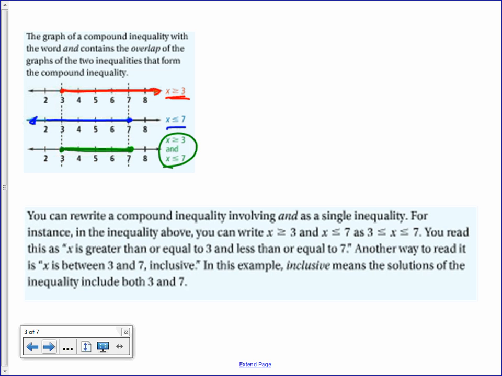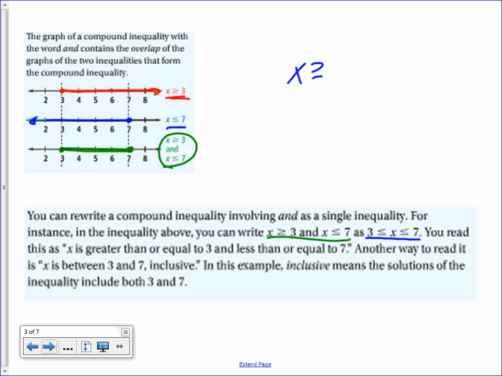You can write a compound inequality involving and as a single inequality. So if we take a look here, these two inequalities, x is greater than or equal to 3 and x is less than or equal to 7, can also be written as 3 is less than or equal to x is less than or equal to 7. So how does that work? Let's take a quick glance at it.